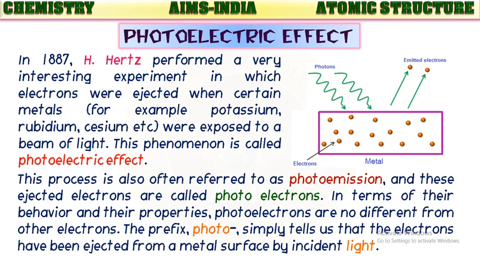In terms of their behavior and their properties, photoelectrons are no different from other electrons. The prefix photo simply tells us that the electrons have been ejected from a metal surface by incident light. Here, photo represents light. So, the ejection of electrons from the metal surface by the effect of light is called photoelectric effect.